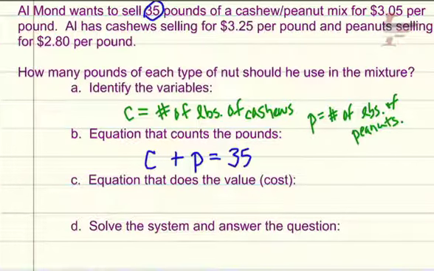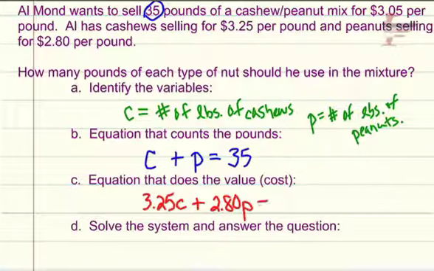Part C, the equation that does the value and the cost. Well, for every pound of cashews, it costs $3.25, so we have to pay $3.25 for every pound of cashews. Plus, we also have to pay $2.80 for every pound of peanuts. So $2.80 times P is equal to, now this is where it gets a little bit tricky because they didn't give us a total money number.